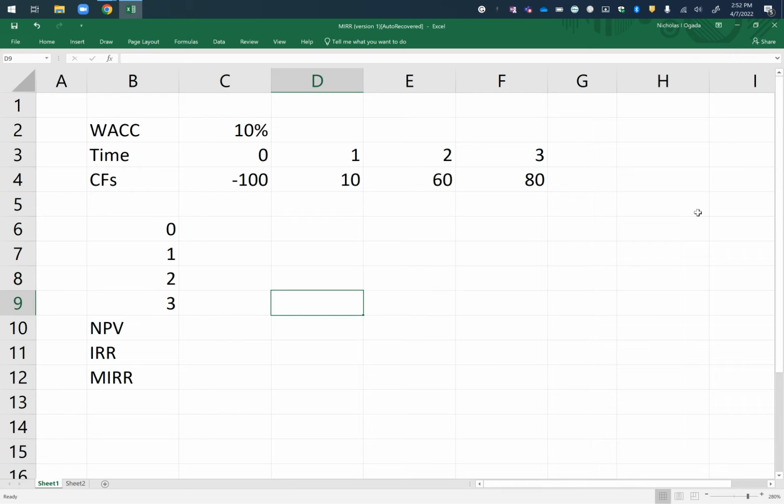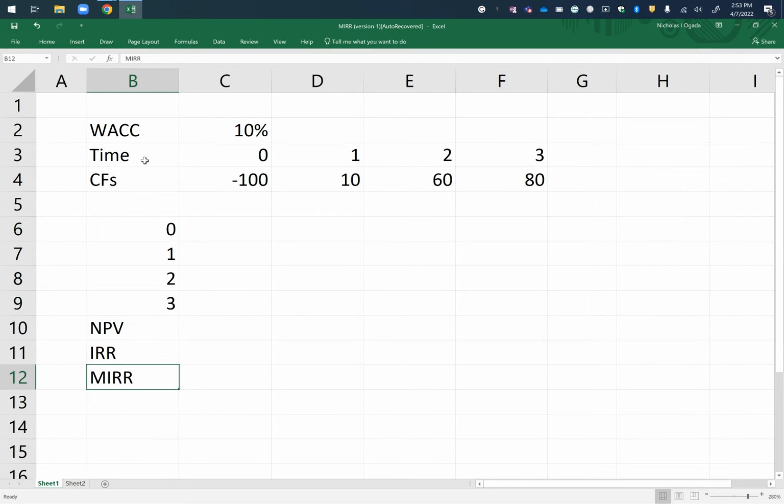Hello. Yeah, I would like to take a few minutes just to demonstrate how to use Excel to find the net present value, the internal rate of return, and the modified internal rate of return.